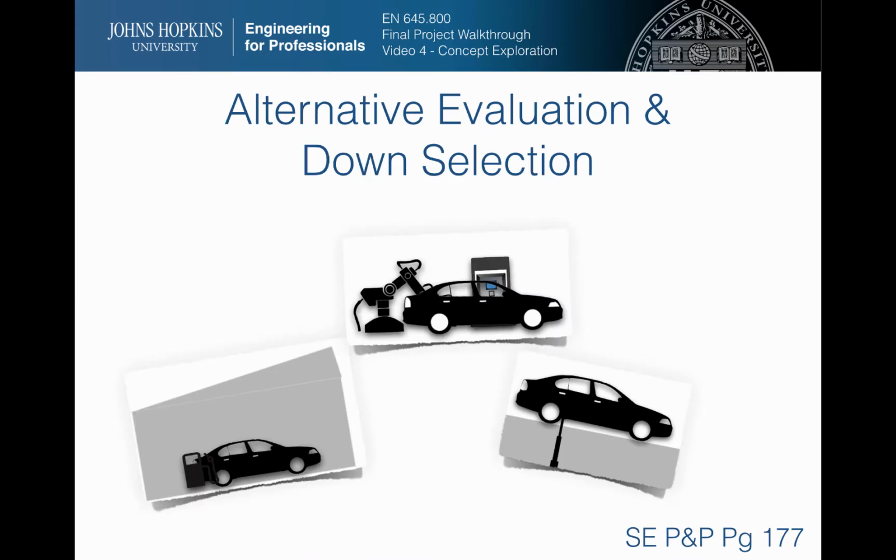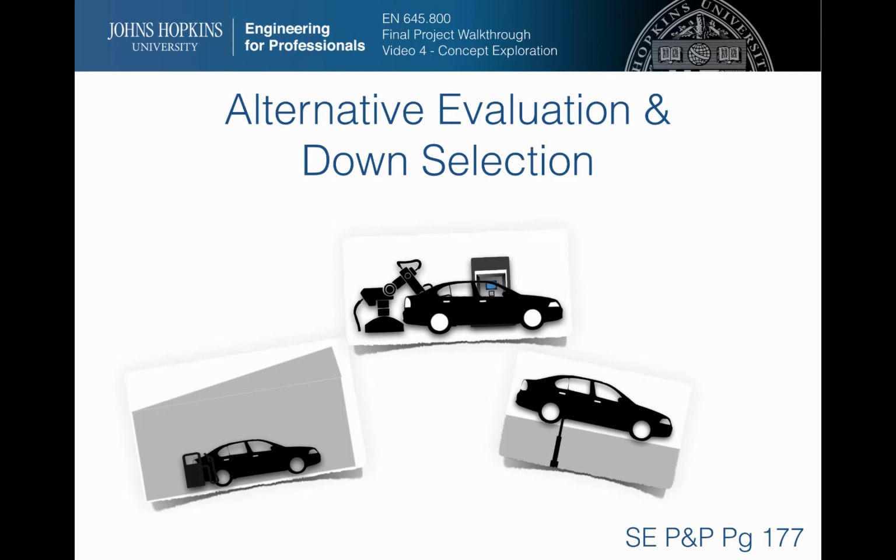However, if your concept has multiple alternatives, you may want to perform an analysis of alternatives based on what you've learned so far. The guidelines for performing an analysis of alternatives can be found in your Systems Engineering Principles and Practice textbook, starting on page 177. This will help you narrow down the list of potential alternatives to something a bit more manageable for your project. I'll be talking about what I did here on a later slide.